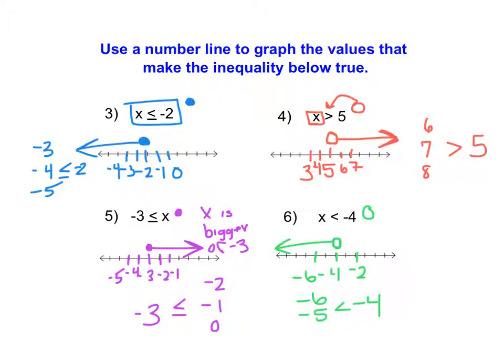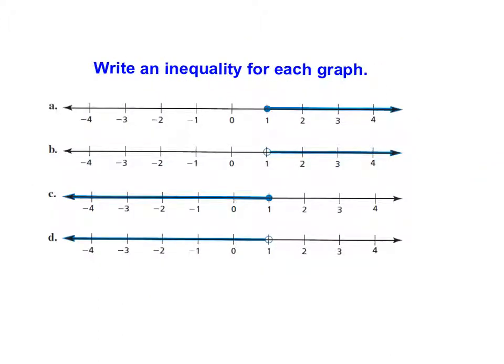So here we're now going to actually write the inequality for each number line graph. And what you should be noticing is that they all have some sort of relationship with 1.